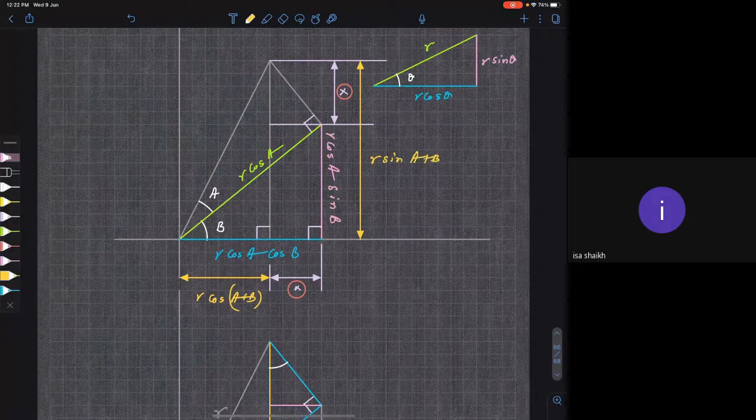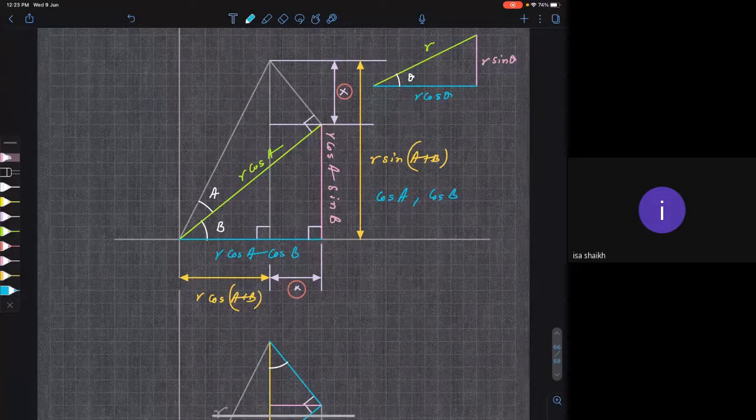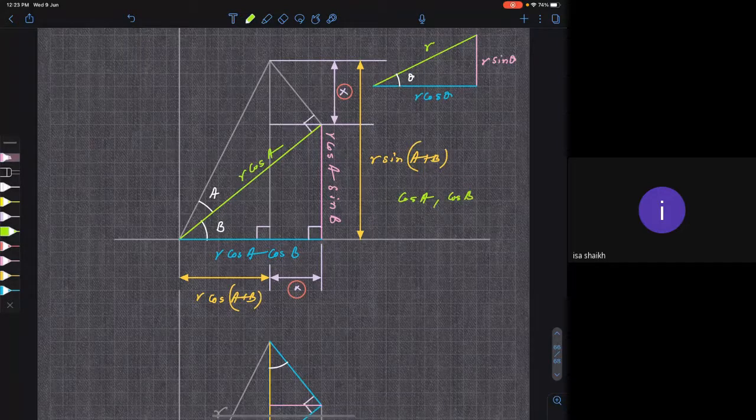But I have it in terms of angle A plus B, right? I need to find the values in terms of A and B. Okay, let me write in a different color. I need it in terms of cos A, cos B, sin A, and sin B. I need it in terms of these angles. Are you getting my point? Yes, sir. So you'll understand in the next step.